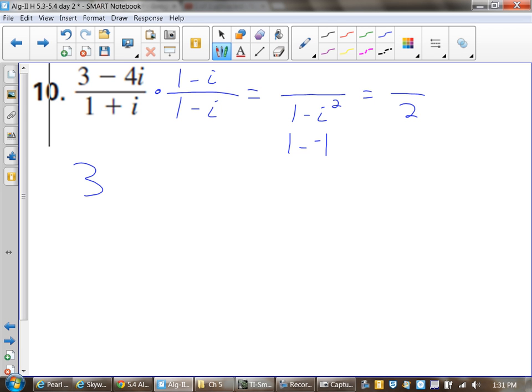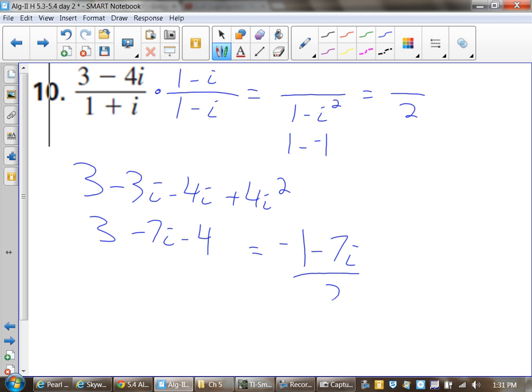FOIL the top, you get 3 minus 3i minus 4i plus 4i squared. Plus 4i squared is the same thing as what? Negative 4. So this is 3 minus 7i minus 4. So your final answer is negative 1 minus 7i all over 2. Remember, when you are doing these problems, take care of that denominator first, and then go for it. All right? Do these for tonight.